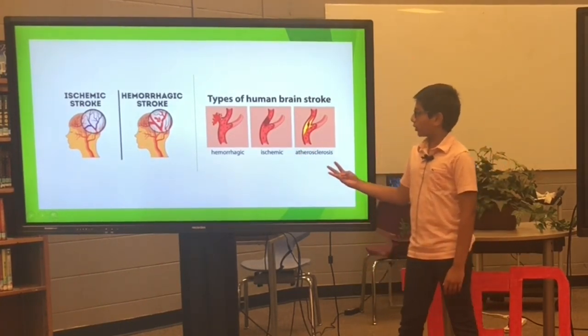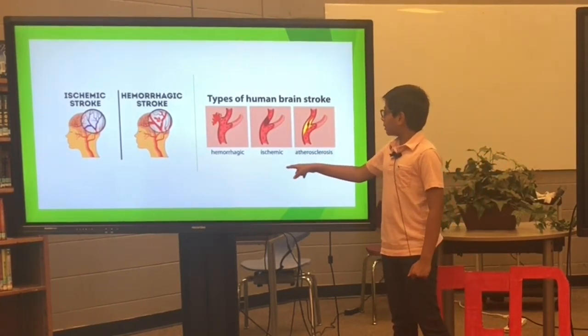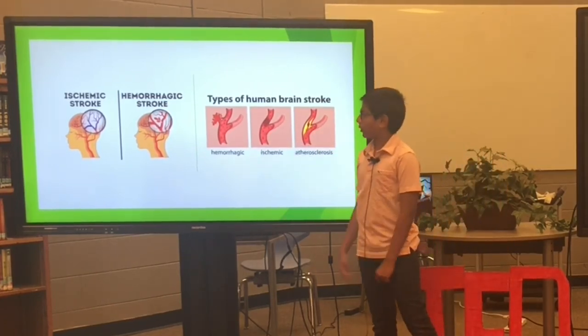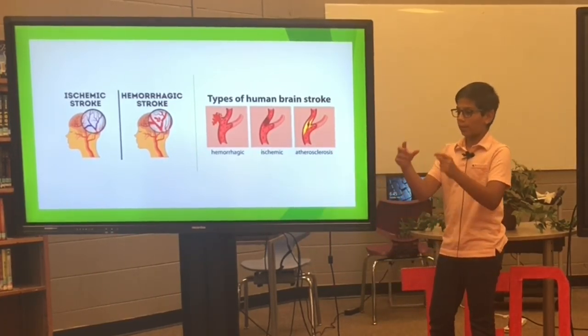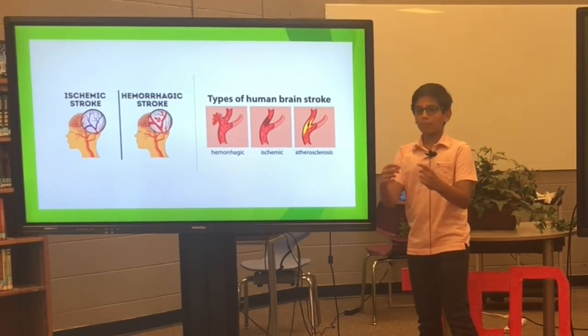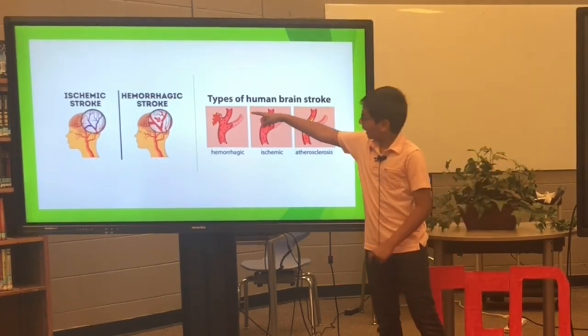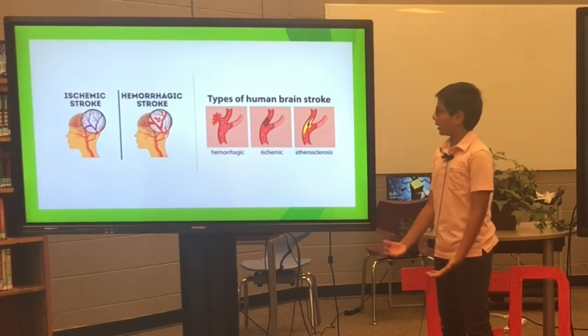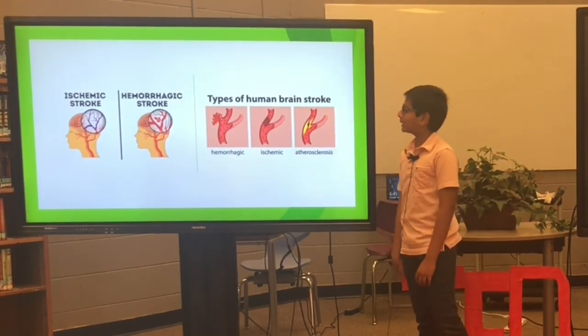There are three types of strokes: hemorrhagic, ischemic, and atherosclerosis. Let's talk about hemorrhagic stroke. Hemorrhagic stroke is where a vessel inside of your brain splits open and the blood leaks out. This can cause brain tissue to get damaged and many other things.